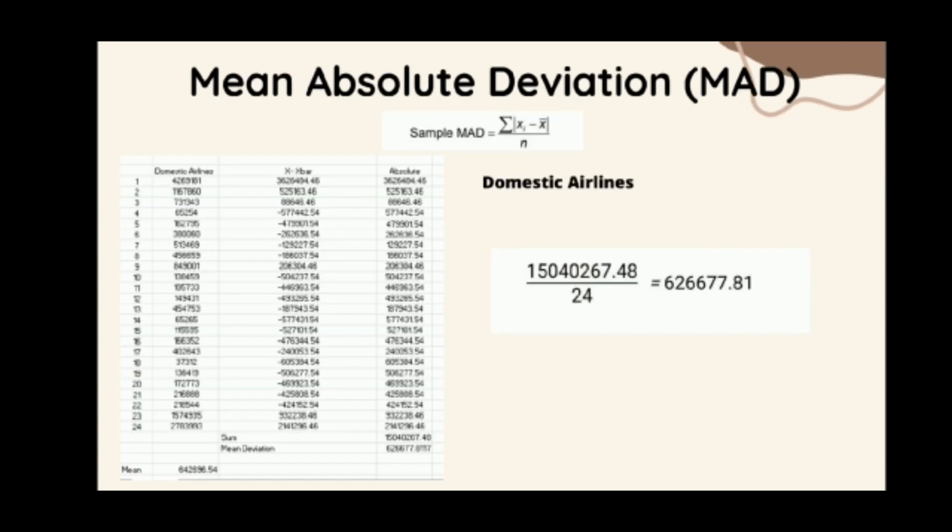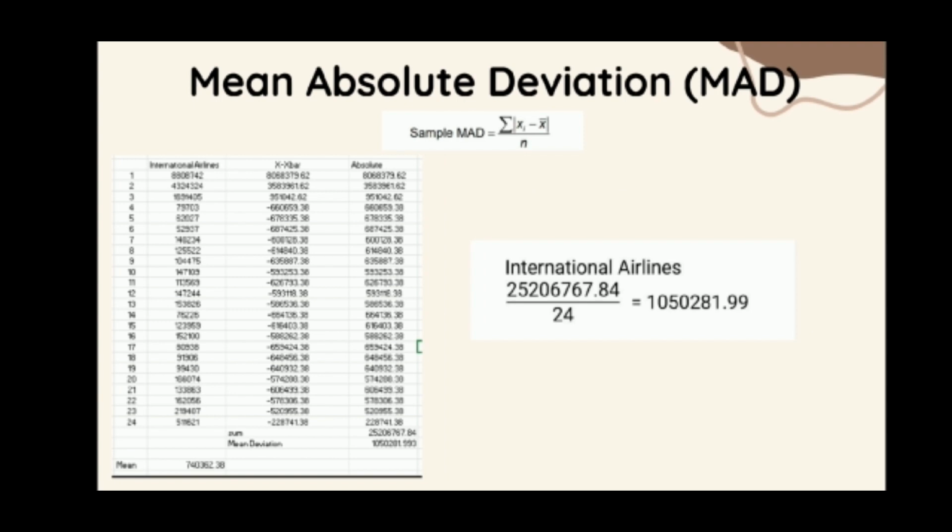After computing the mean, it's very easy to compute the mean deviation. So for step 2, subtract the mean from each of the observations and then convert to positive if the difference is negative. And then step 3, the mean deviation is just the sum of the absolute differences between x and the mean divided by the number in the sample. So the value of mean deviation for domestic airline is 626677.81, which is smaller than the international airline at 1050201.99.